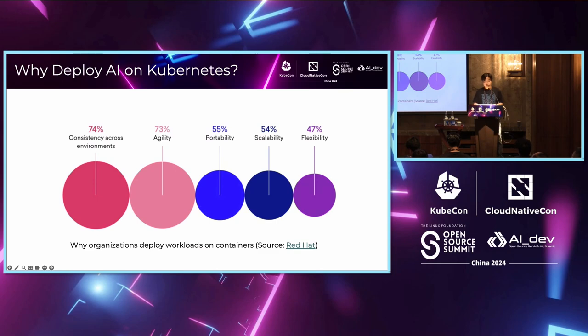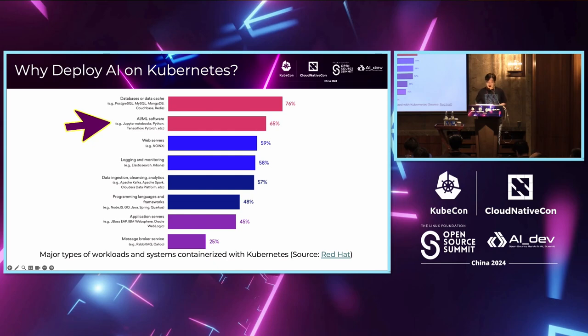It gives us faster development and agility. And the second reason is portability, from multiple environments like hybrid, private, or something. So, these five reasons for deploying AI on Kubernetes, you can find out that these factors are the same as the Kubernetes benefits. It's the same.